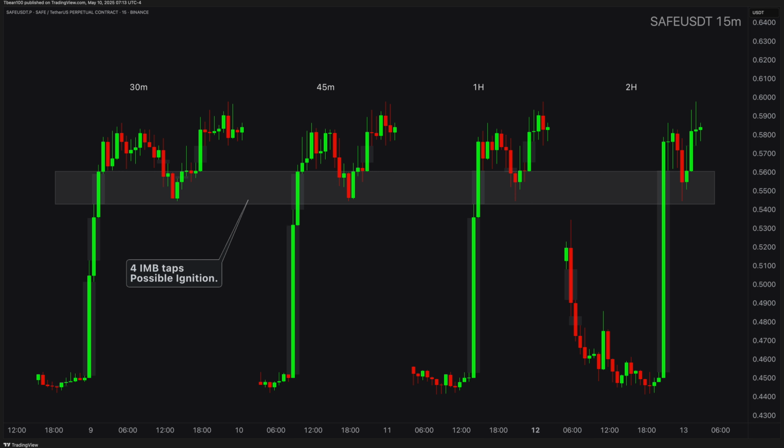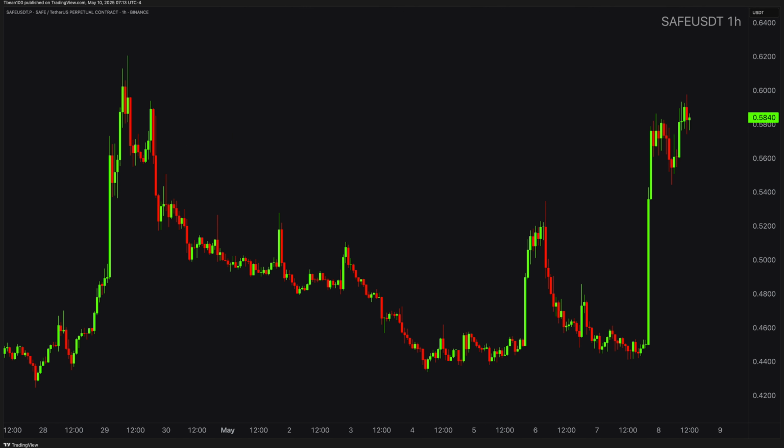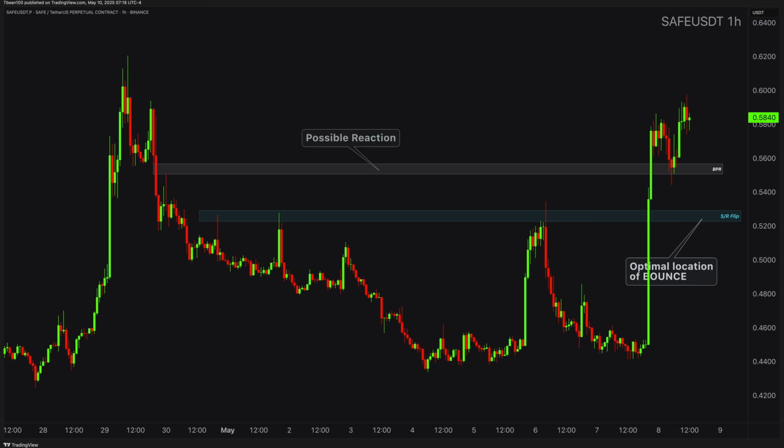This is great, but let me take a look at the 1-hour chart with a wider perspective as well and determine possible reaction and bounce points. This deep SR flip location is actually a magnificent area for a reaction and a bounce. However, the price bounced right at this BPR location above, as you can see.